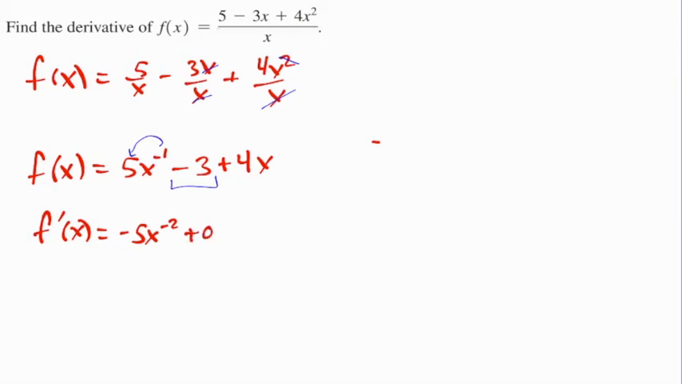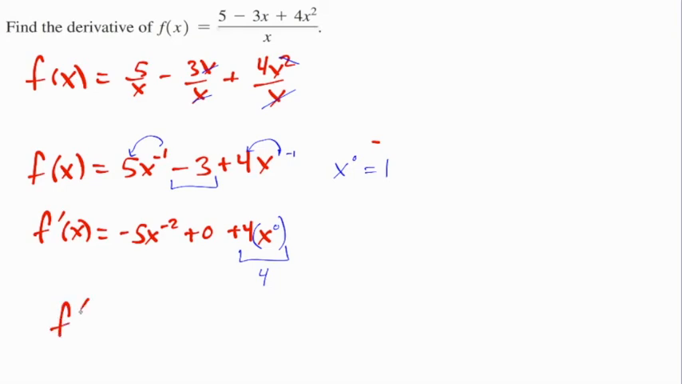And this third term has a 1 as the exponent. So 4 times 1 would give us 4x. And when you subtract 1 from 1, that gives you x to the 0 power. And anything to the 0 power is 1. So 4 times x to the 0 is the same as 4 times 1. So this last term reduces to 4.